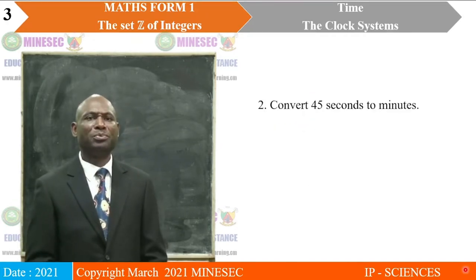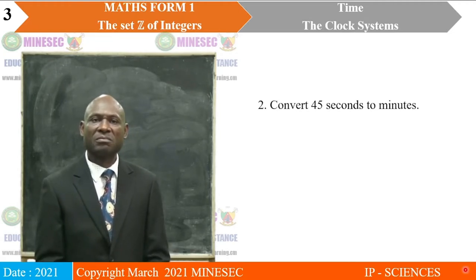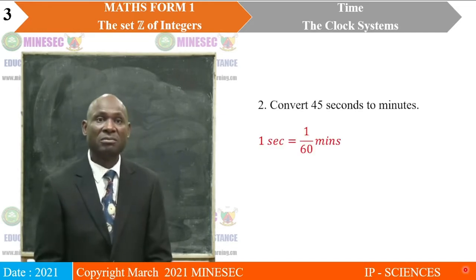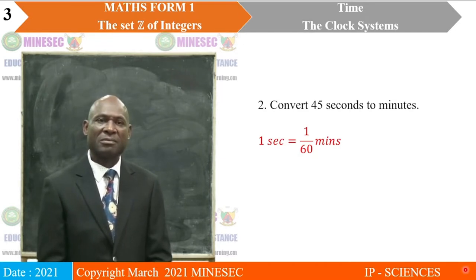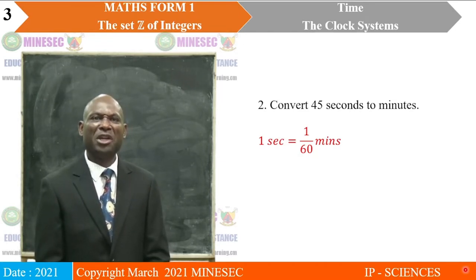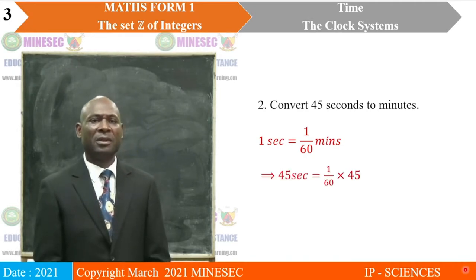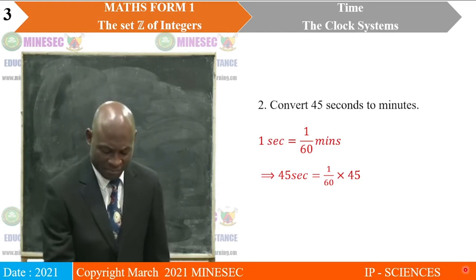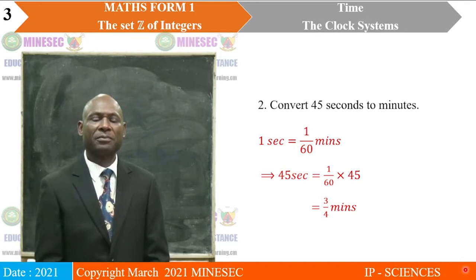Question 2. Convert 45 seconds to minutes. We know seconds are fractions of minutes. We know 1 second is 1/60 minutes. That is 1/60th of a minute. So 45 seconds will be 1/60 times 45 minutes. This gives us 3/4 of a minute.